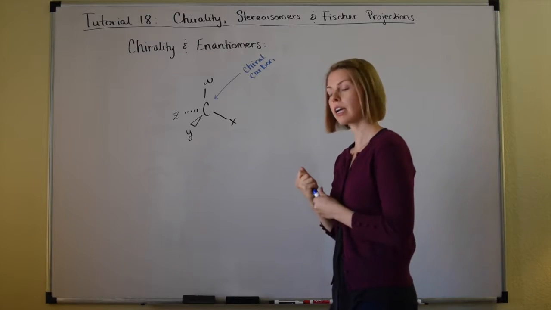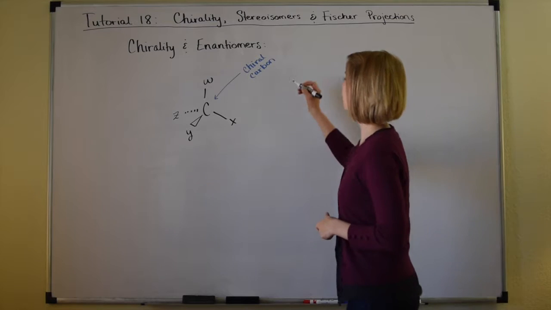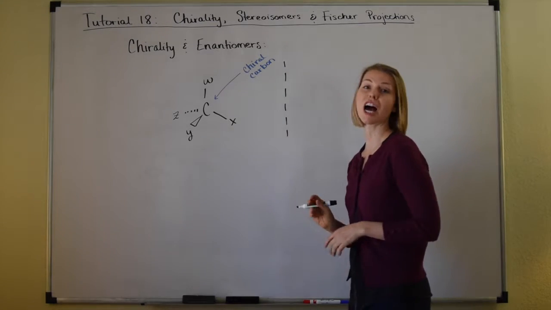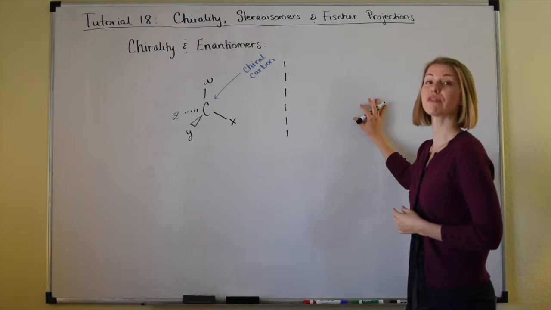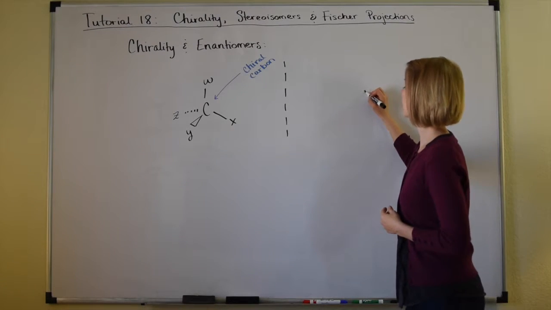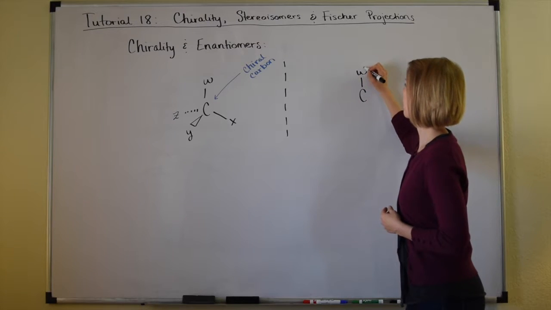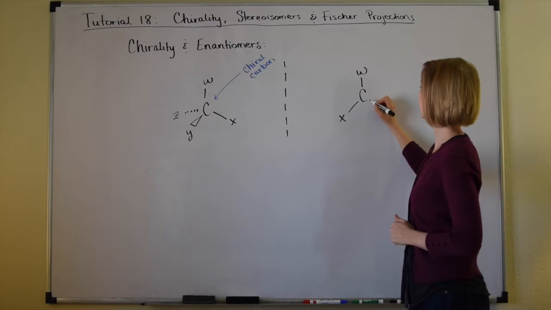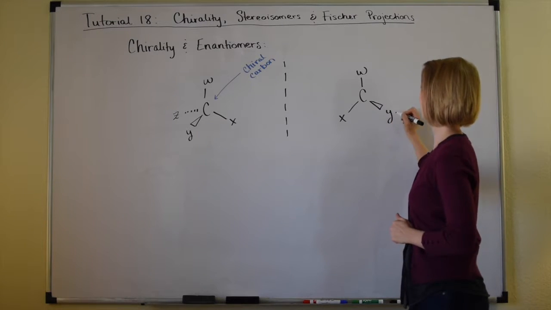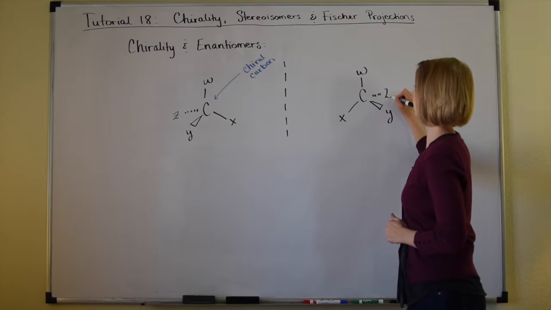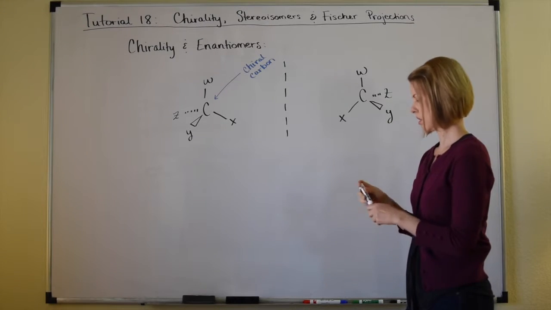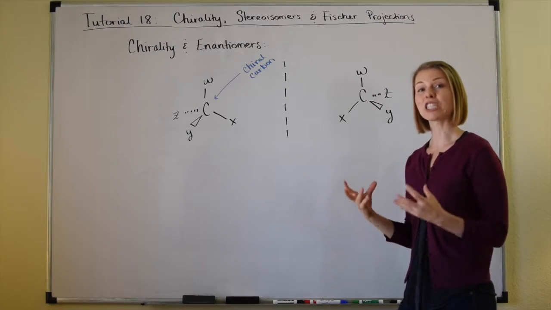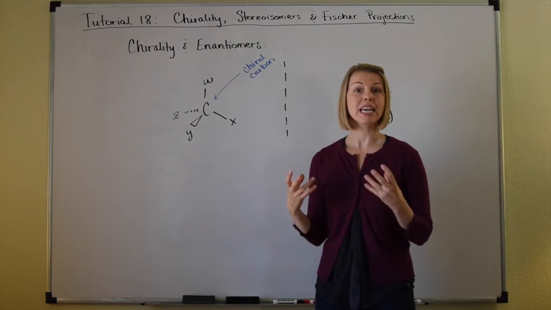And if we look at the mirror image of this molecule, so pretend that this dashed line is a mirror, and we're going to draw the reflection over here. So W going up, X reflecting forward here, Y, and Z. Notice that the two would be non-superimposable mirror images.